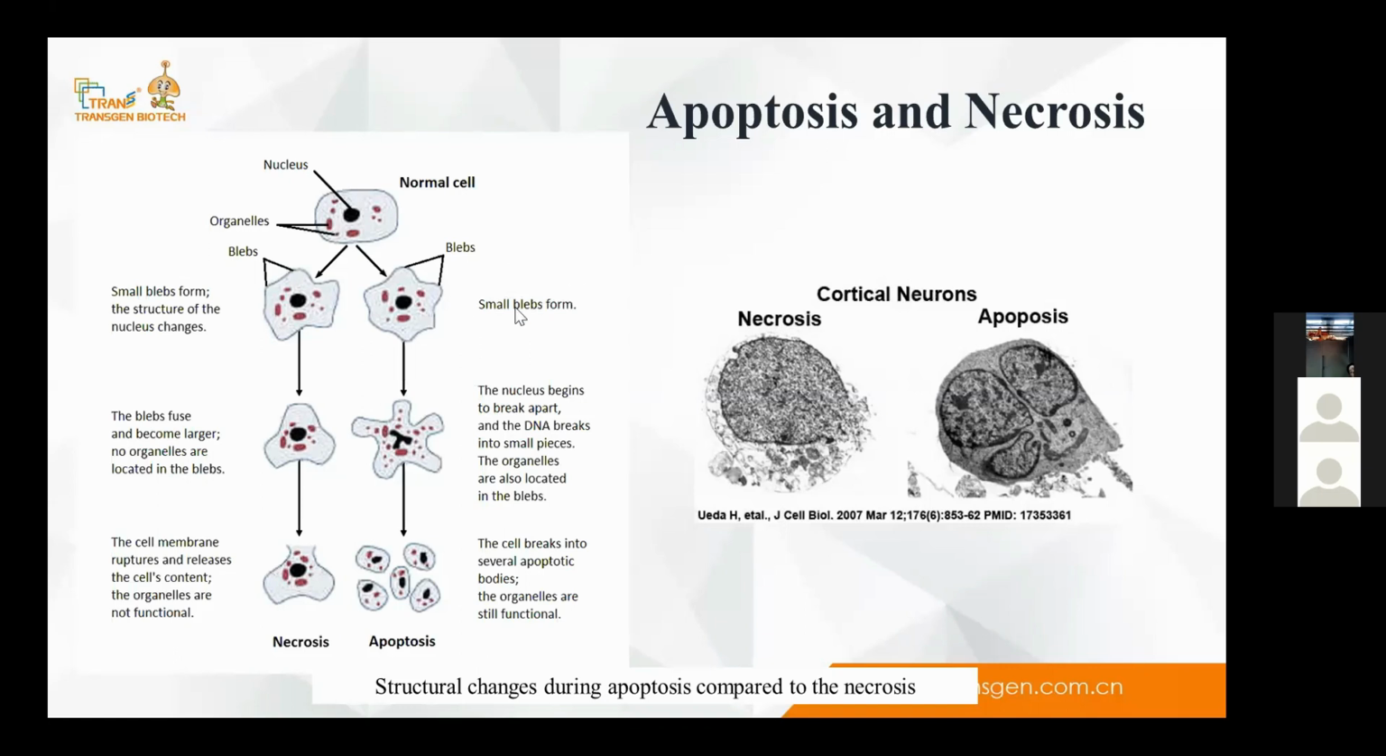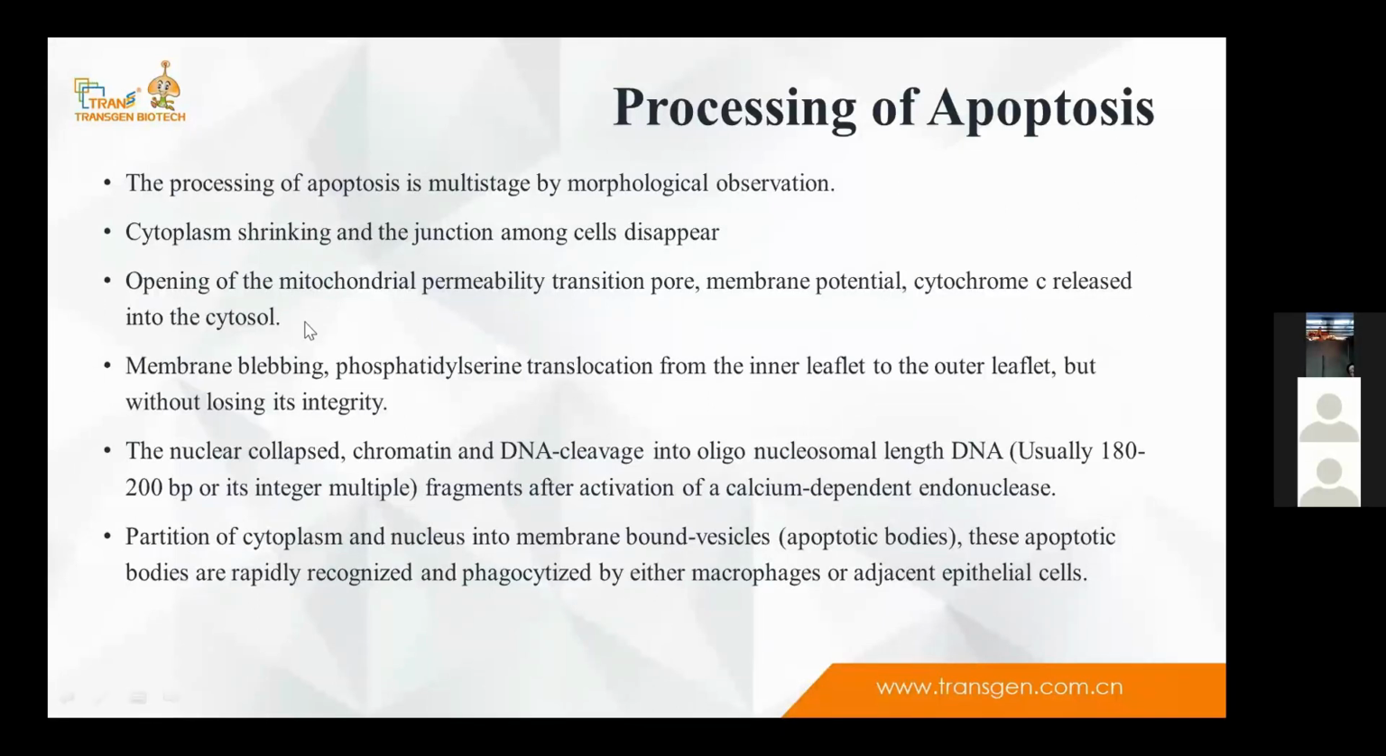The process of apoptosis can be divided into different steps. The first is cytoplasm shrinking and the junctions among the cells disappear, opening the mitochondrial permeability transition pore, changing membrane potentials, and cytochrome c is released into the whole system. And then there's membrane blebbing, and also PS translocation from the inner leaflet to the outer leaflet, but without losing the integrity of the cells.